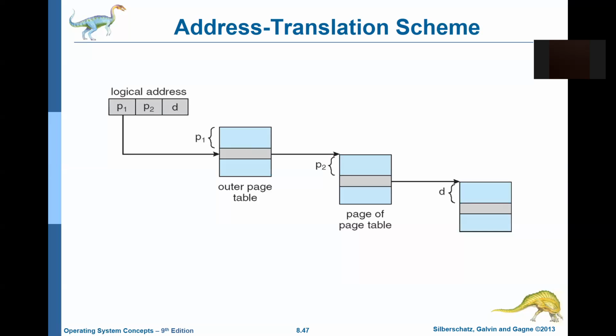It doesn't allow me to have more memory. It allows me to have a smaller page table. Our problem was that our page table was getting enormous. And remember, we have to have a page table for every process because we have no idea the size of it.